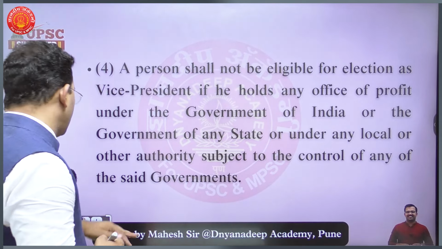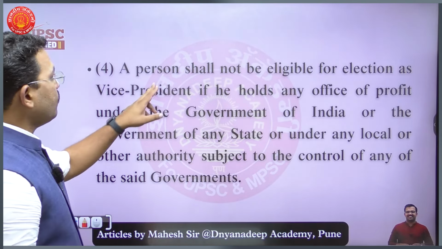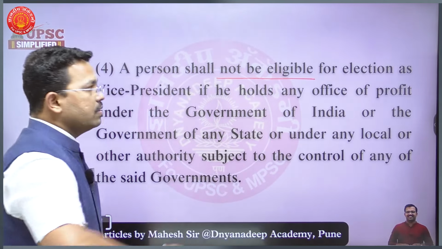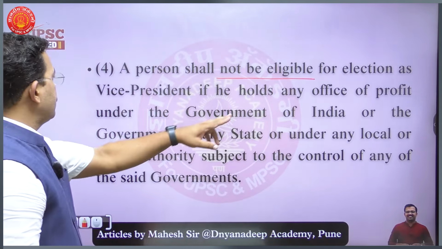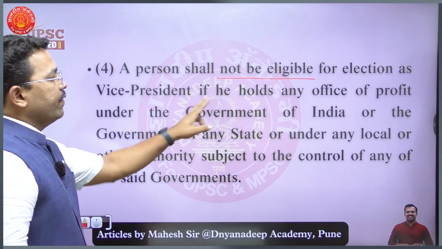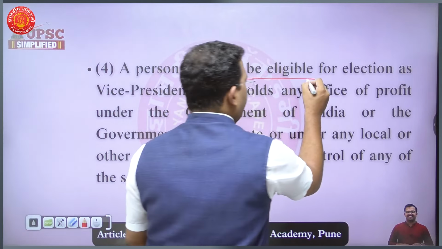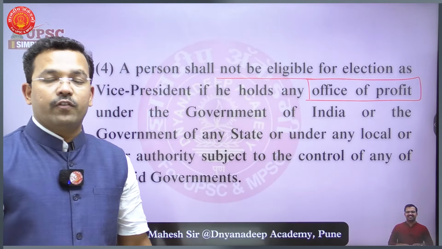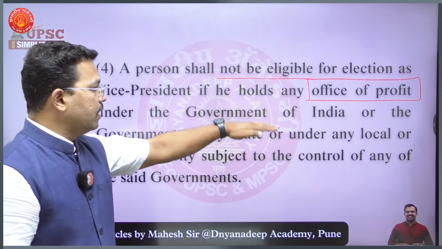Now, what are the additional qualifications? It says a person shall not be eligible for election as vice president if that person holds any office of profit. Now, this word is important. Any person who is holding any office of profit. We'll go over these three lines afterward.